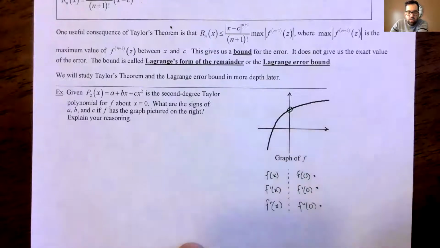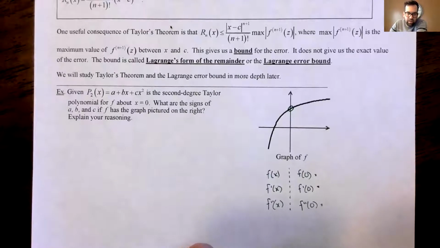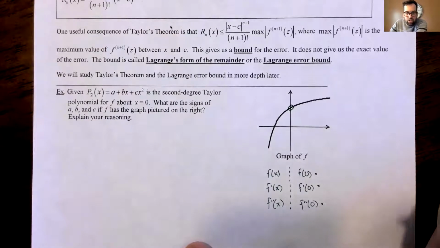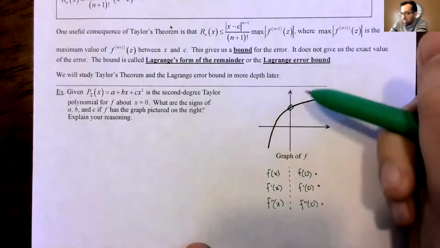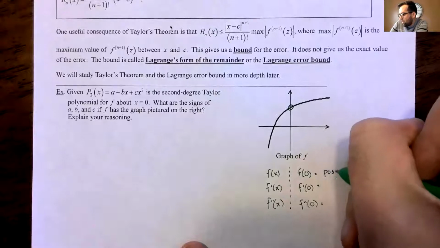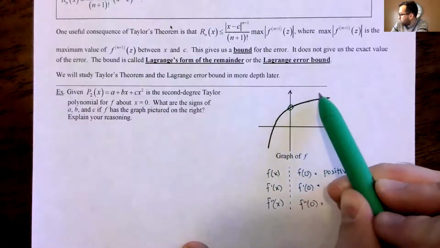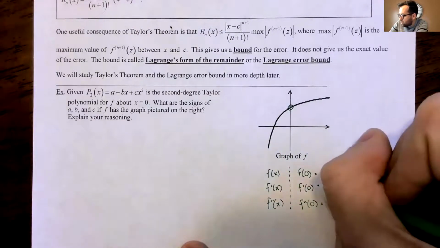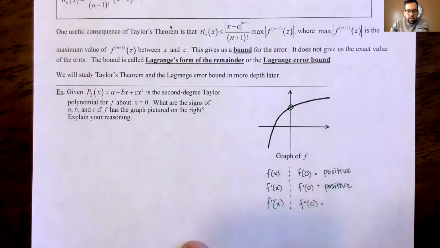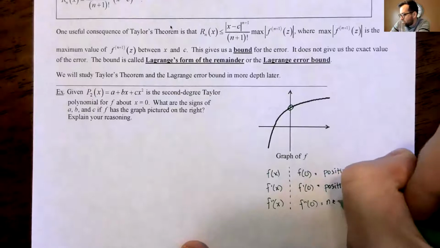And I don't have any way of knowing what these values actually are, but I can tell the sign of these values just by looking at this graph. And so if I think about the position or the y value when x equals 0, I can tell that we're above the x-axis, so that y value is going to be positive. So f of 0, I know, is going to be positive. The first derivative, I can tell we have a positive slope here. So this is going to be positive as well. And the second derivative, I can tell that this is concave down. So that's going to have a negative second derivative.